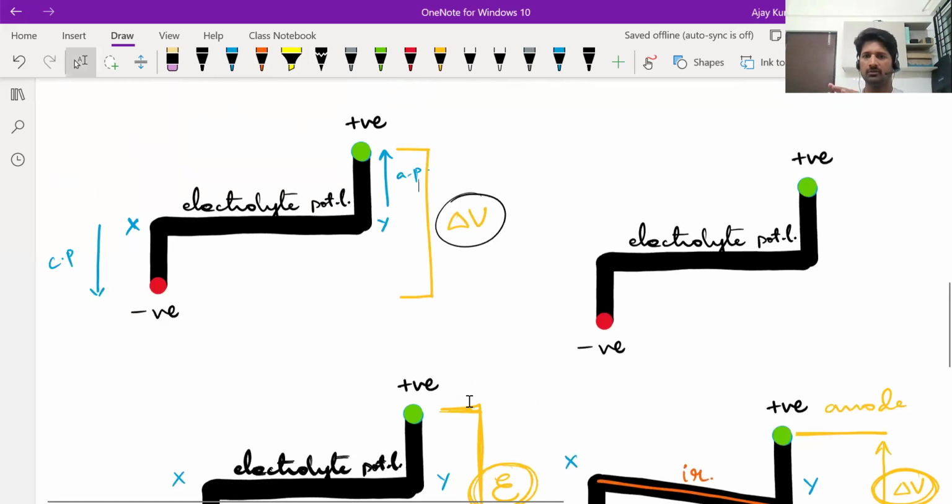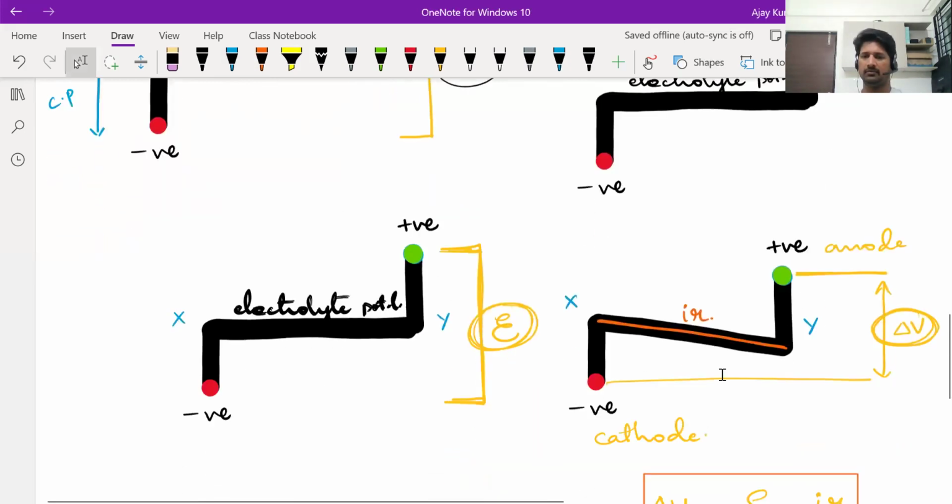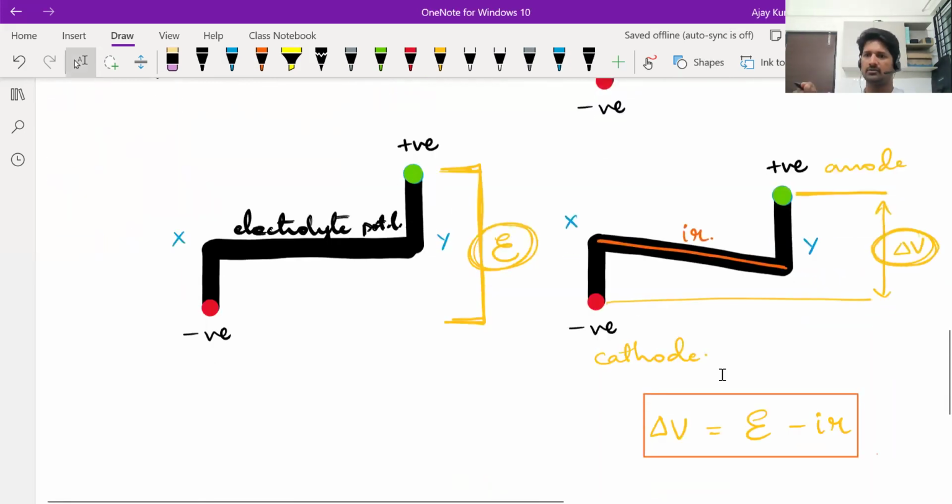But when current flows normally through the cell, the electrolyte won't remain at a fixed potential. It will have a potential difference. And this is what happens. As you move from X to Y, there will be a fall in potential within the electrolyte. Now, cathode potential is still the same.